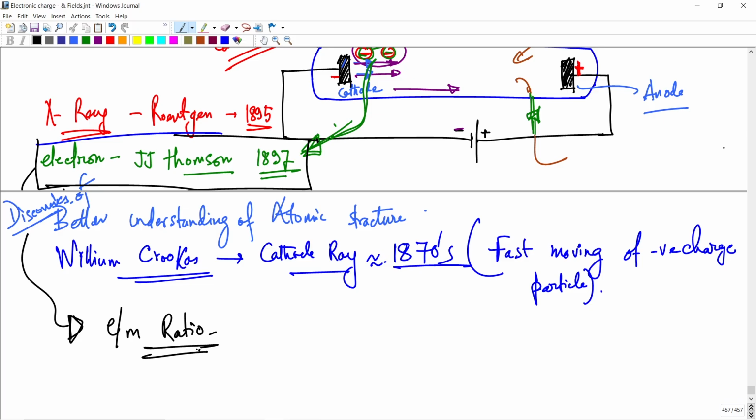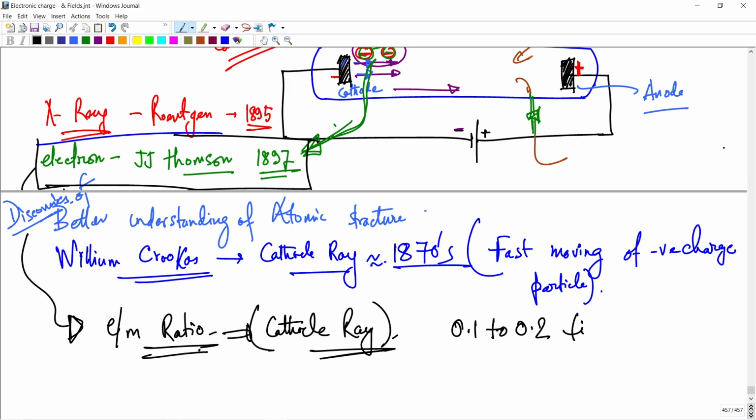And they found that the range of the charge by mass ratio for that cathode ray is almost 0.1 to 0.2 times the speed of light. That's a very important concept. So that is J.J. Thomson's concept of charge by mass ratio.